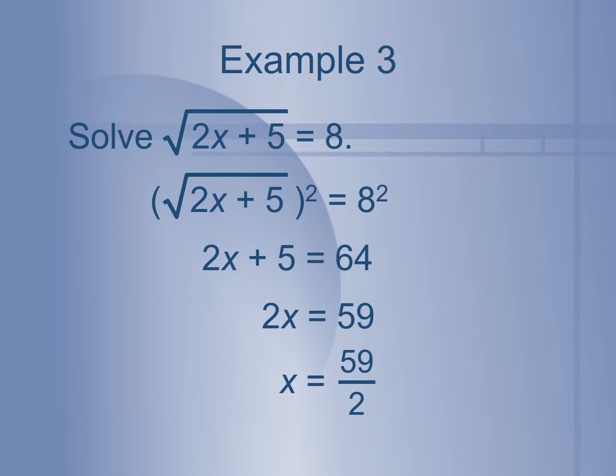So if I were to plug 59 over 2 back into my original equation, the 2's would cancel, leaving me at 59. And 59 plus 5 is 64. And the square root of 64 is 8, which is what my original equation had. So that means that it checks out, and x equals 59 over 2 is the correct answer.